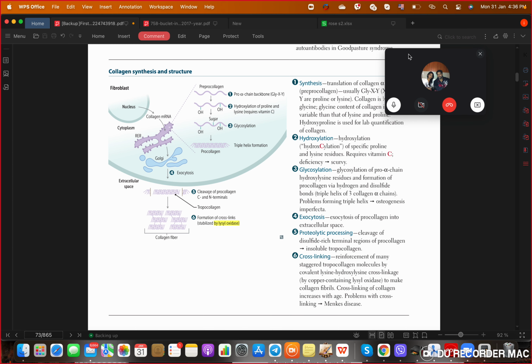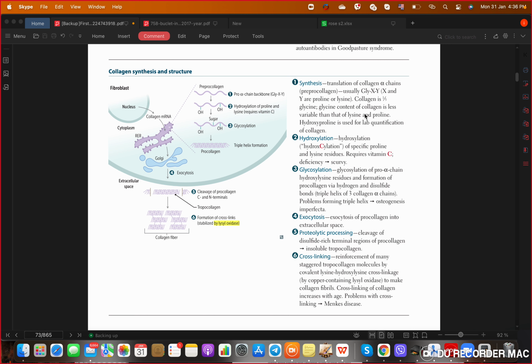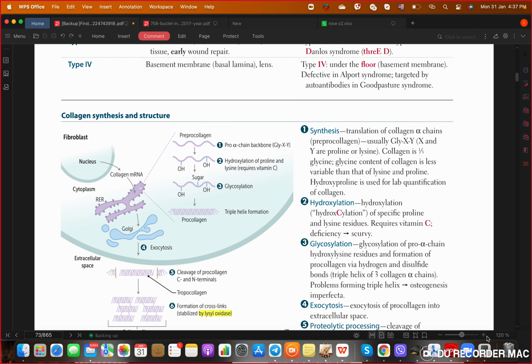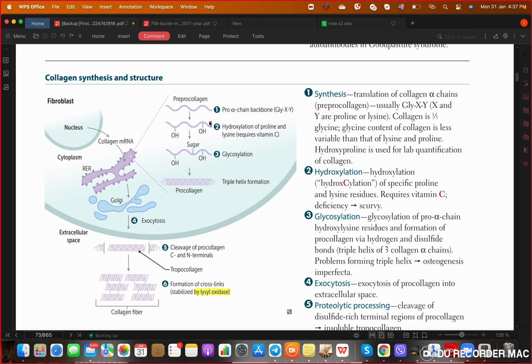So let's speak about lysine and proline. Hydroxylation of lysine and proline requires vitamin C. As you can see here on the left, the hydroxyl group is being added into the pre-pro collagen. Pre-pro collagen was the initial thing made from the chain, and then we hydroxylate it as a post-translational modification. Now it's hydroxylated.